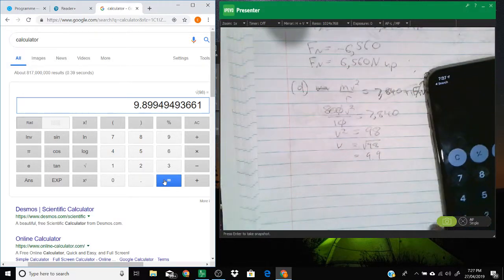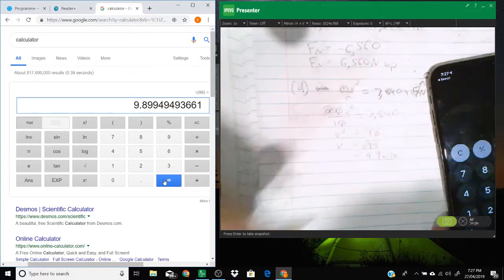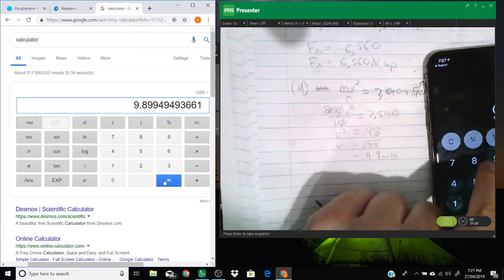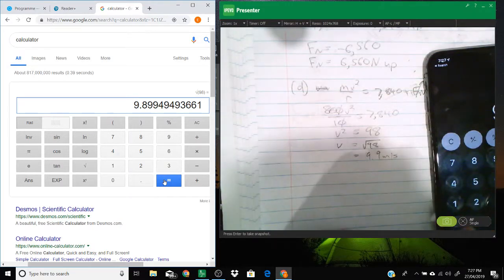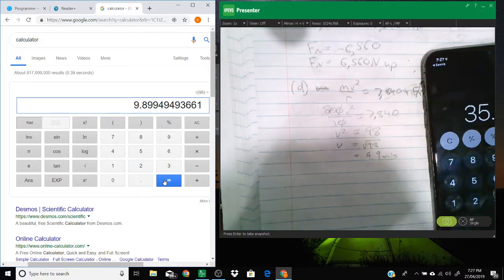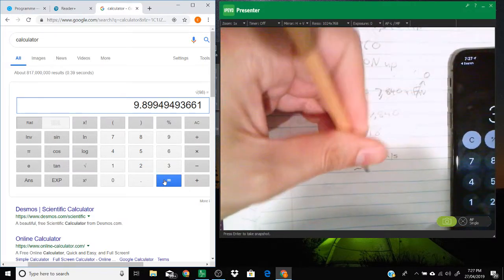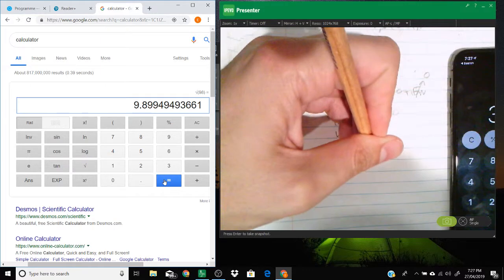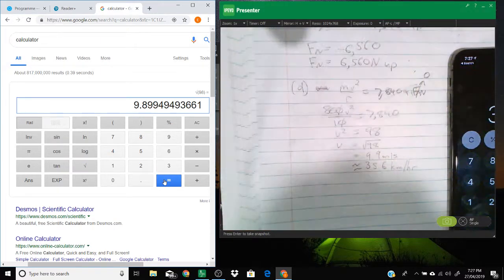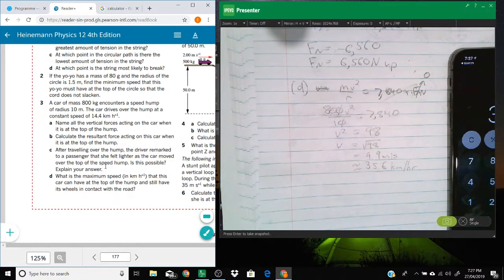Is that what they wanted? 9.9 meters per second? No, they wanted kilometers per hour. So let's do that. So 9.9, and effectively times by 3.6. That's approximately 35.6 kilometers per hour. There you go. So that's what they wanted. And then we just answered that, didn't we? Let's have a look.